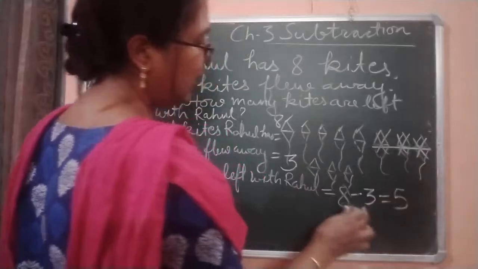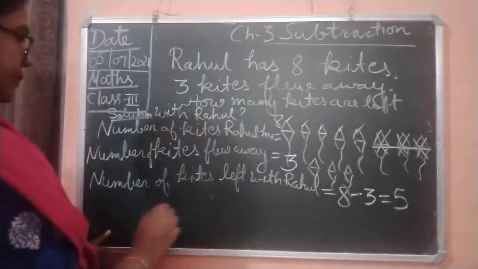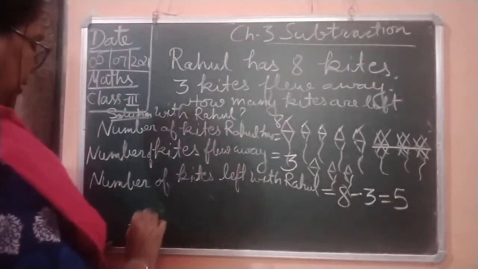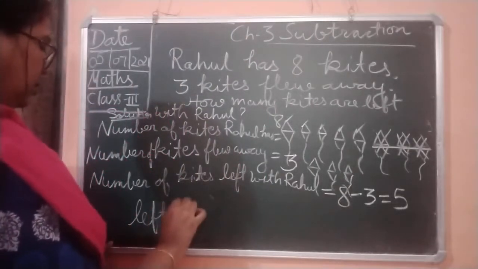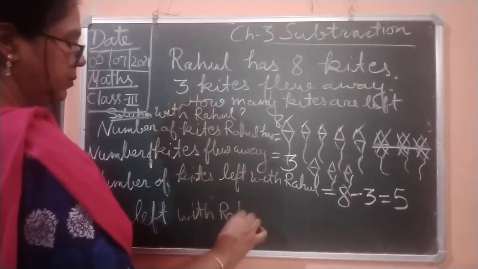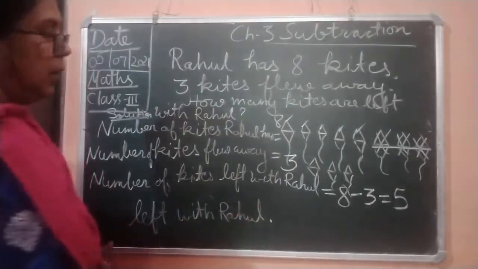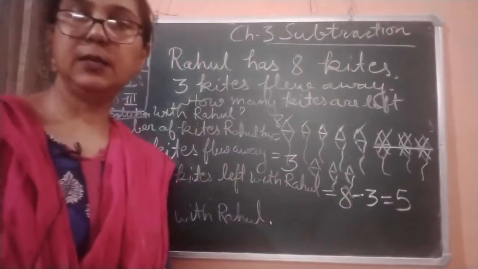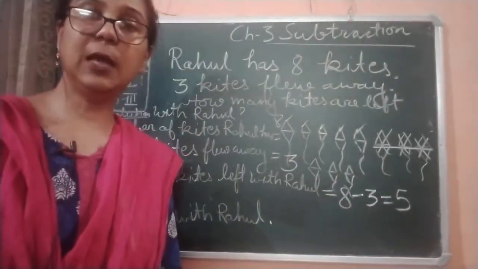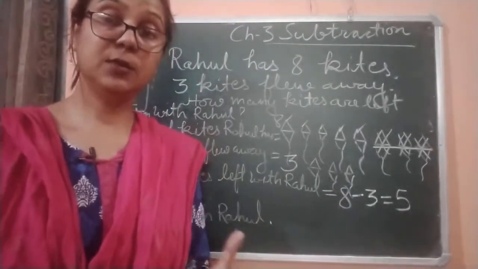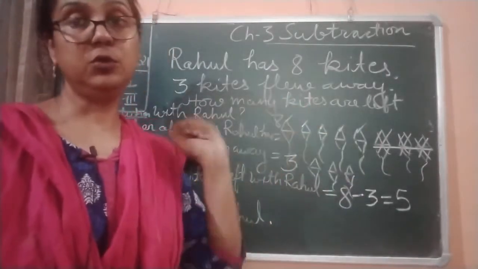Now 5 kites are left with Rahul. Okay, how many kites are left with Rahul? 5 kites. So that is how we can learn to create a solution on the basis of the question.